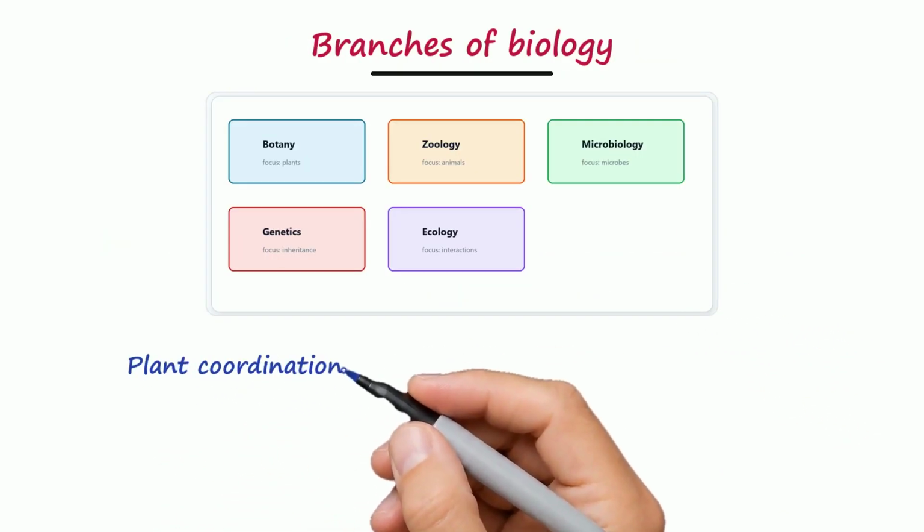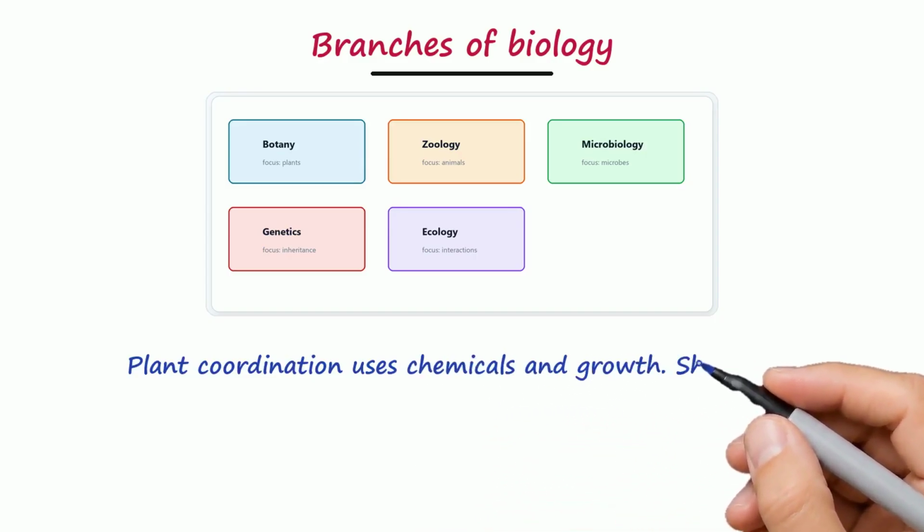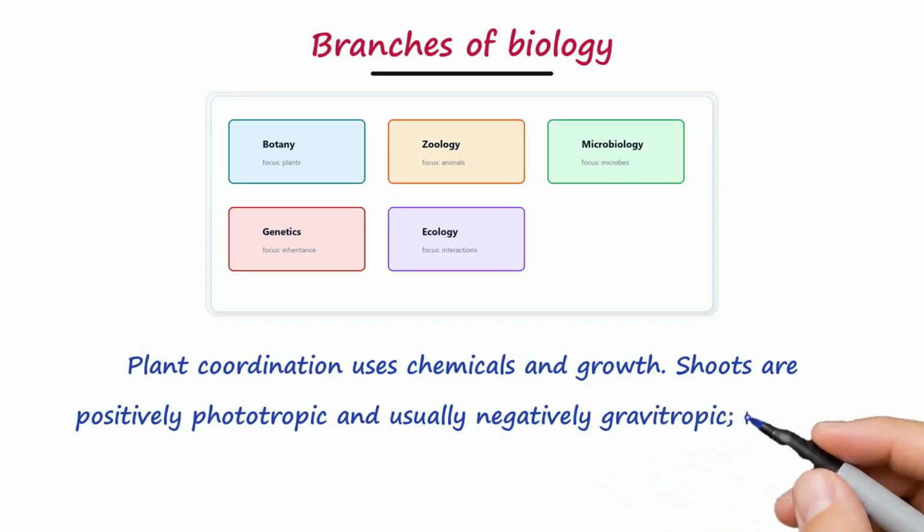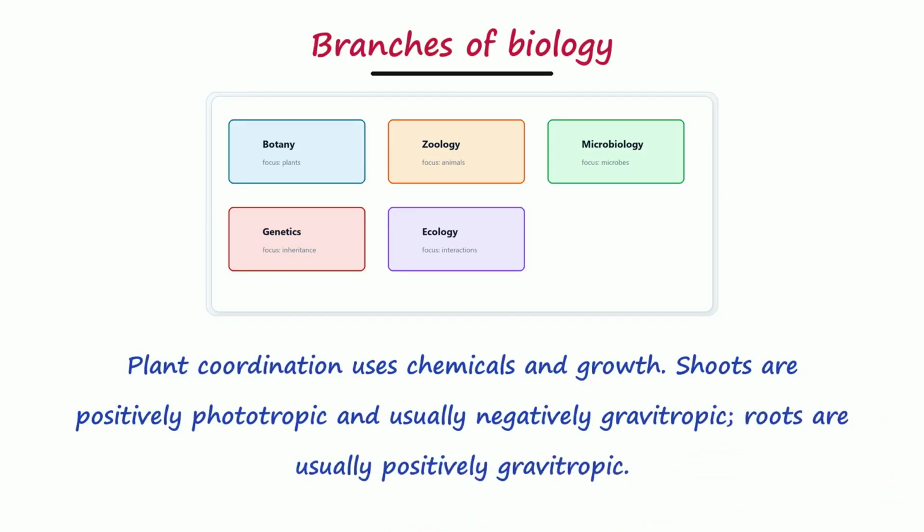Plant coordination uses chemicals and growth. Shoots are positively phototropic and usually negatively gravitropic. Roots are usually positively gravitropic.